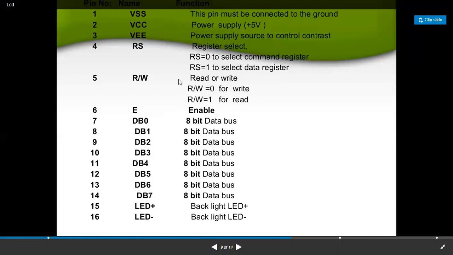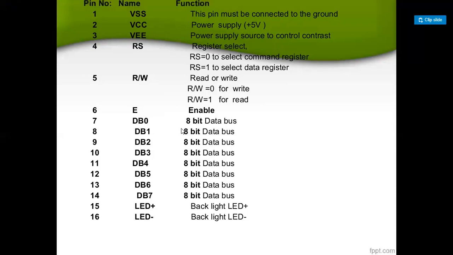This is the explanation of pins. VSS is a pin that must be connected to ground. VCC is the power supply. VAA is a source to control contrast. RS is a register select.